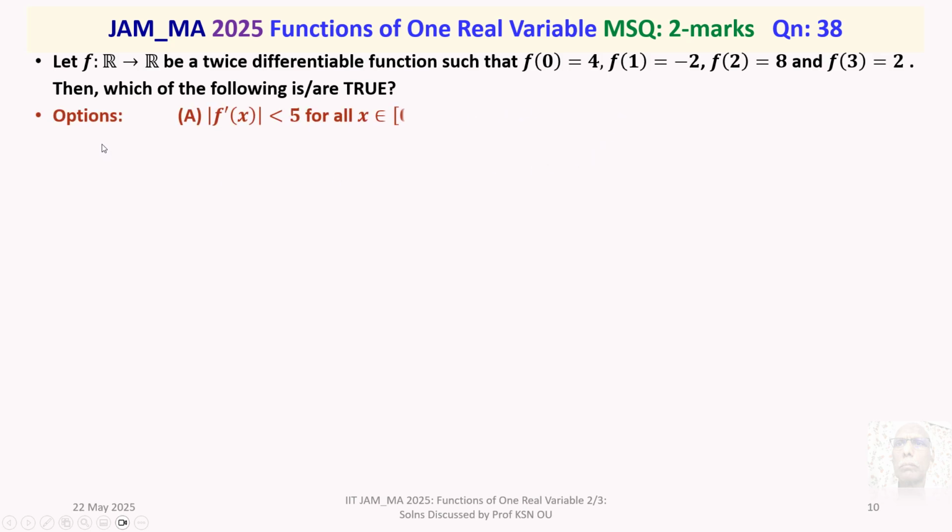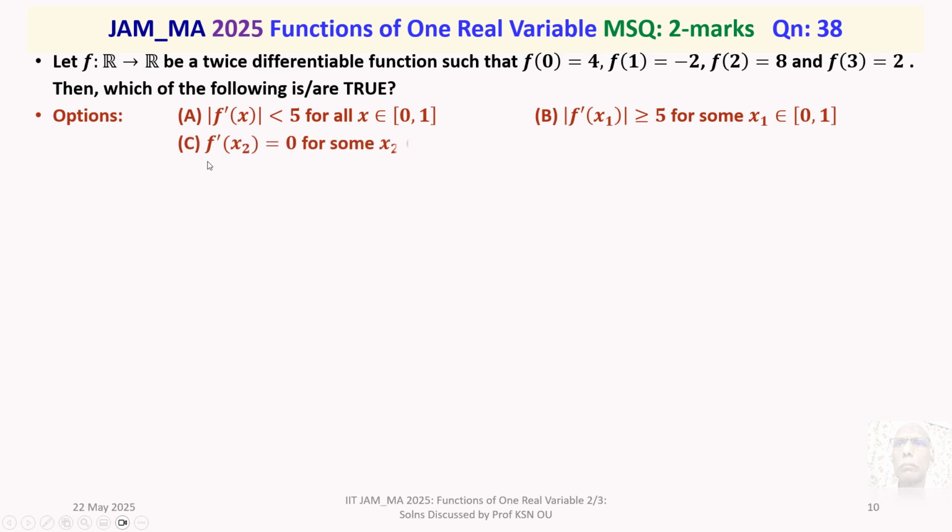We are given 4 options. Option A, mod of f prime x is less than 5 for all x belongs to the closed interval 0 to 1. Option B, mod of f prime x1 is greater than or equal to 5 for some x1 belongs to the closed interval 0 to 1. It is almost the same type of option we have seen in the last question.